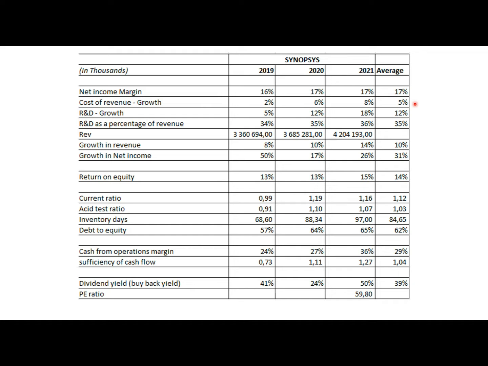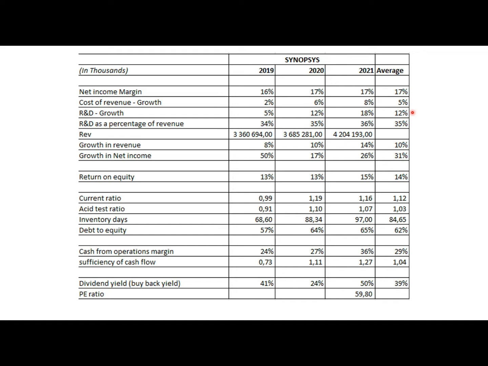R&D has been increasing significantly upward. Now, this again makes sense. It is expected, considering that Synopsys spends on R&D, so its customers do not have to spend on R&D. So it's above the industry average, which is about 10%. It's at 12%, but again, that is expected, so that's not a train smash for me.